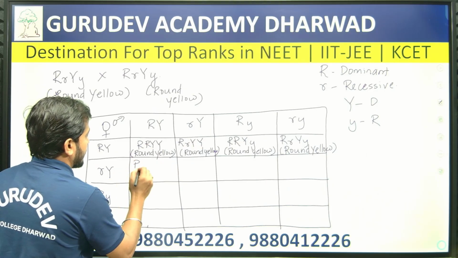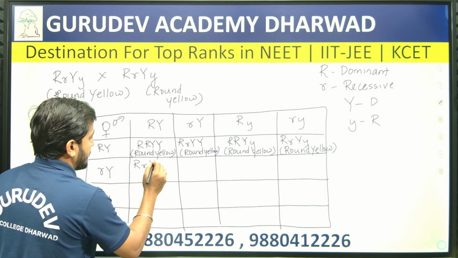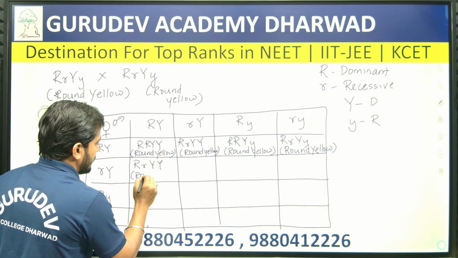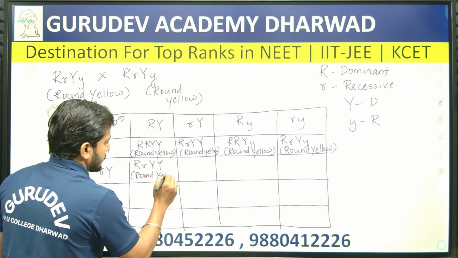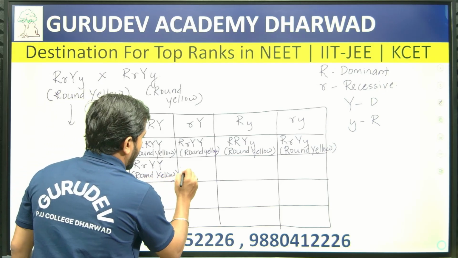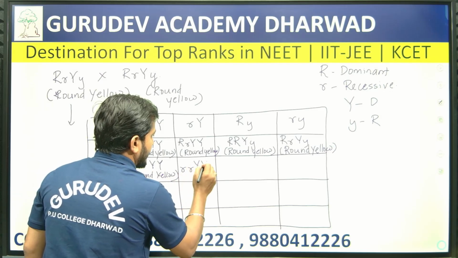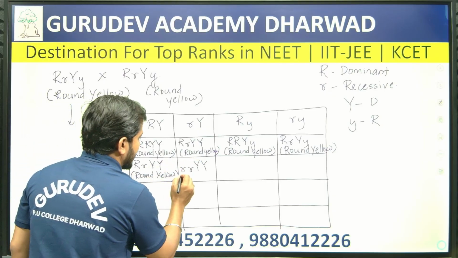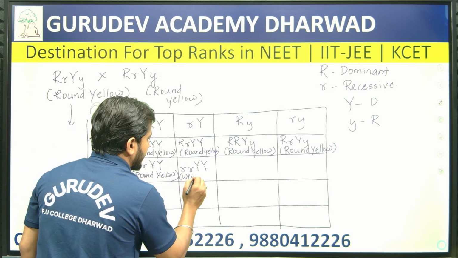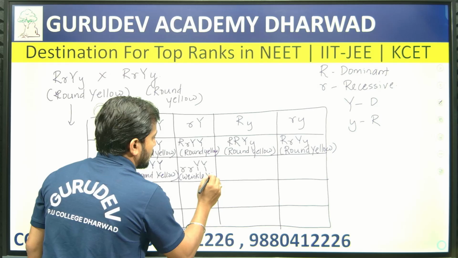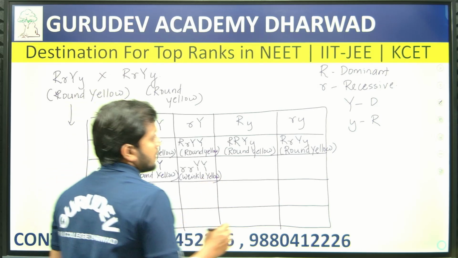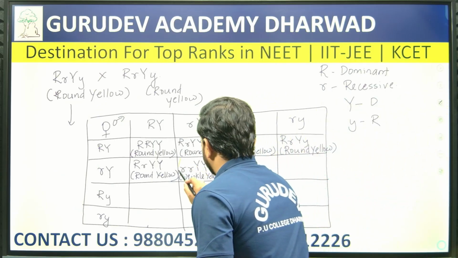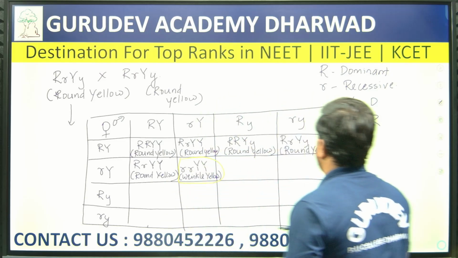Again capital R, then small r, capital Y. Then here again I have got round yellow. Then small r, capital Y. This is what I have got. Now small r, capital Y, what is it? It is nothing but wrinkled yellow. So I will mark it with respect to yellow. This is one character I have got.